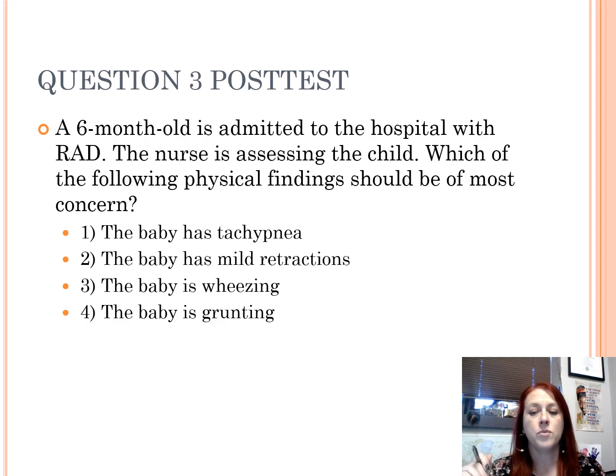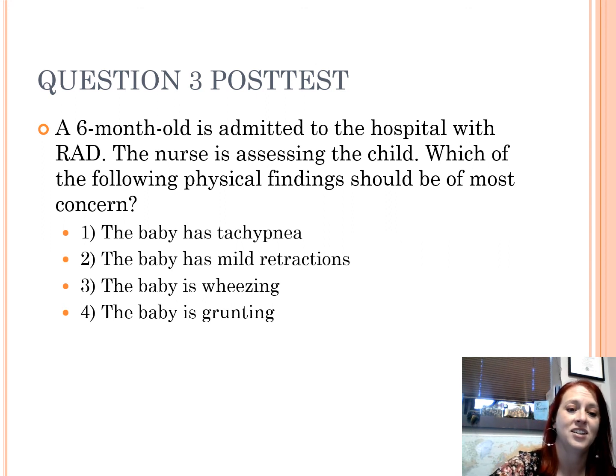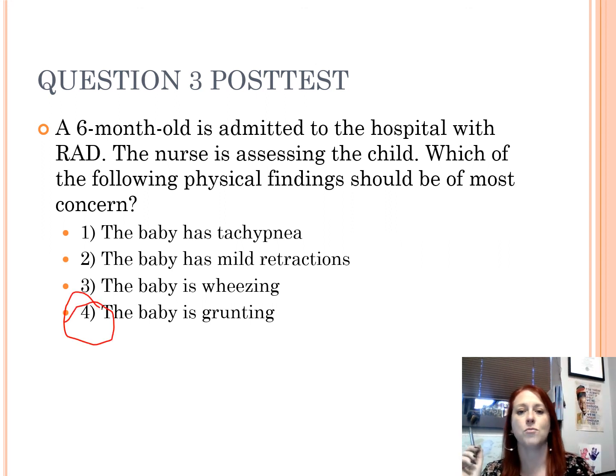And let's see, a 6-month-old admitted to the hospital with reactive airways disease, or RAD. The nurse is assessing the child. Which of the following physical findings should be of most concern? The baby has tachypnea. The baby has mild retractions. The baby has wheezing, or the baby has grunting. So think back to the very beginning of the lecture, what I talk about with this one. Grunting is your most severe finding on this baby, the most severe finding.